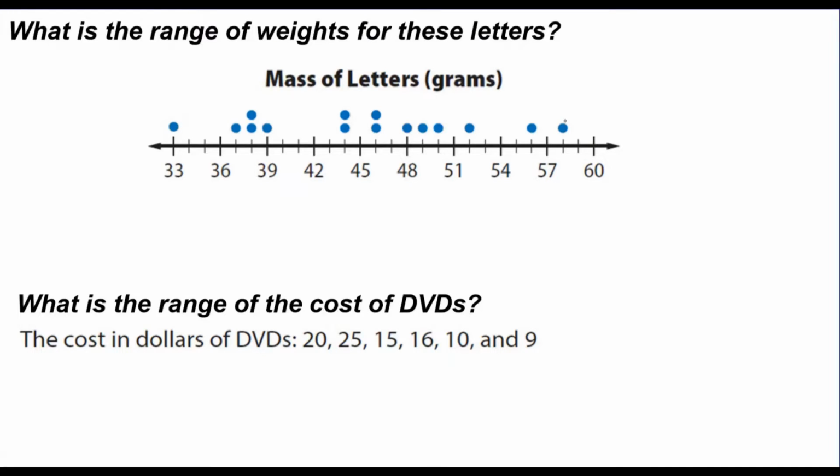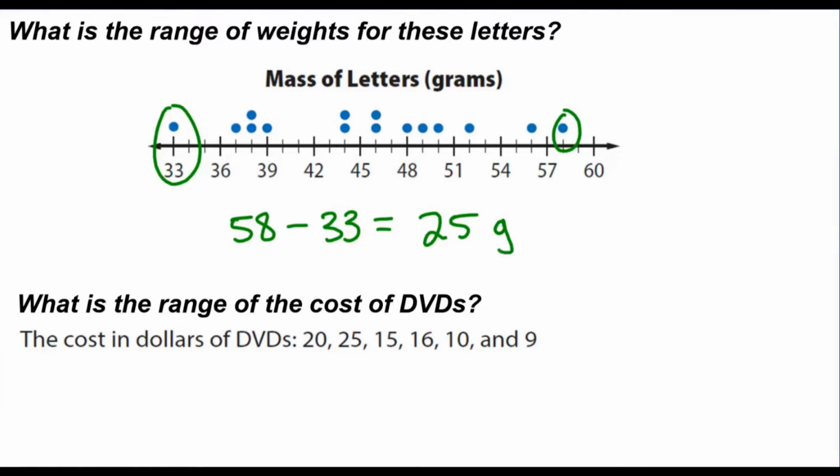Well, again, we just need to look at the maximum value, which is right here on our dot plot, and that's 58 grams. And the minimum value, or the lightest letter, was 33 grams, which gives us a range of 25 grams. So the range of weights was 25 grams from the lightest to the heaviest letter that was sent.